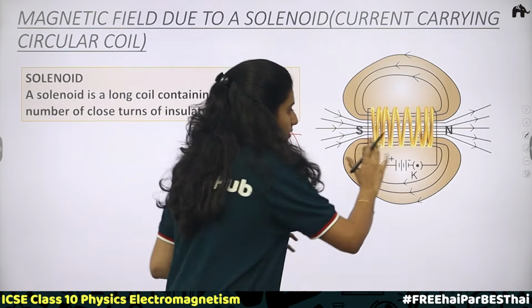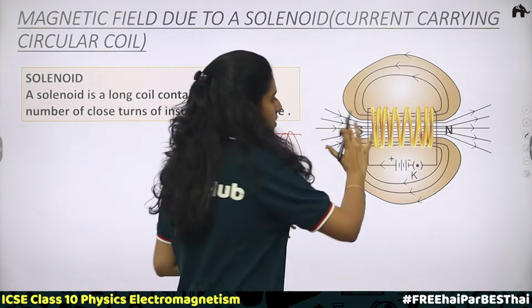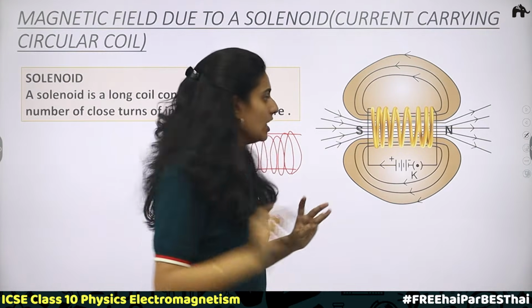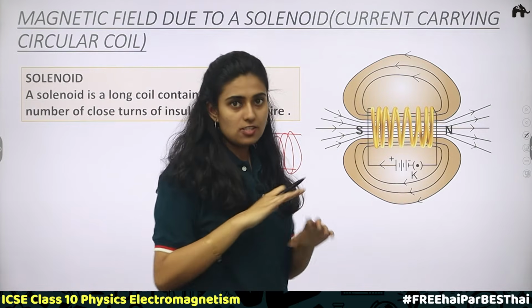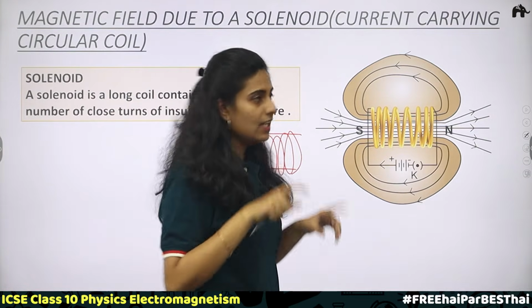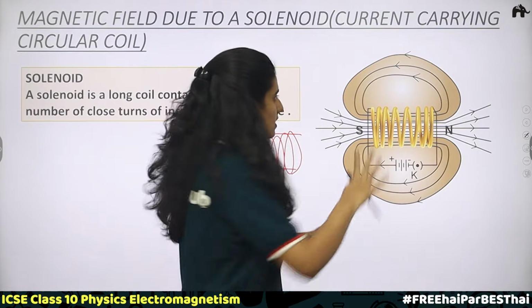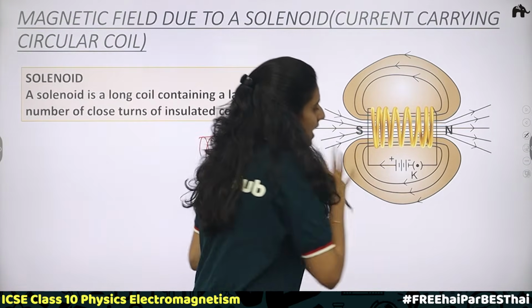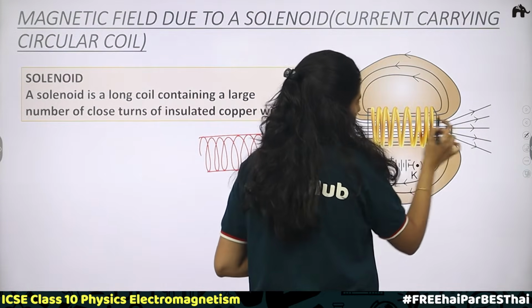Okay, when current flows, what happens? Magnetic field will be produced. Okay, so this is how the magnetic field lines will look like. That is, you will be sprinkling the same iron filings on the cardboard and tap it gently. What happens? Iron filings will be getting arranged in a definite pattern, and this is the pattern in which the field lines get arranged. Okay, so you can see this is a north and south.